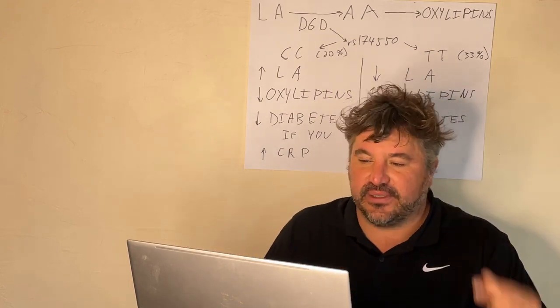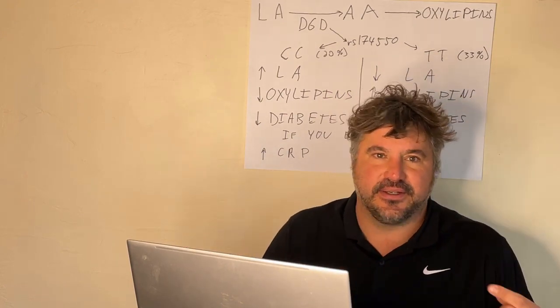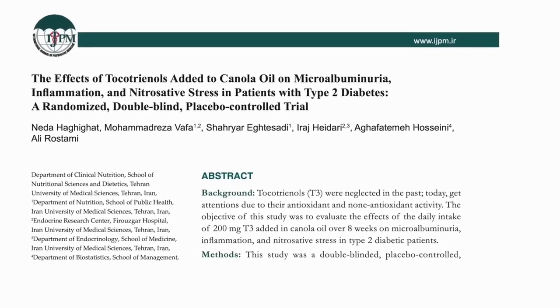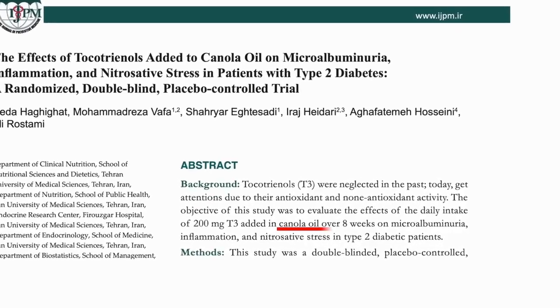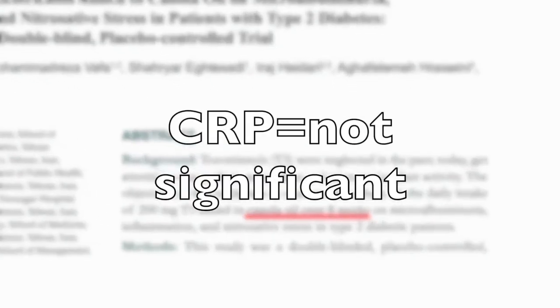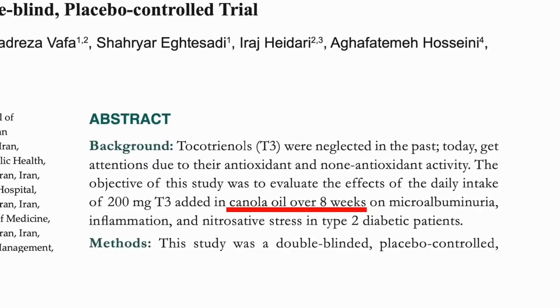And then he completely misrepresents the findings of the paper.